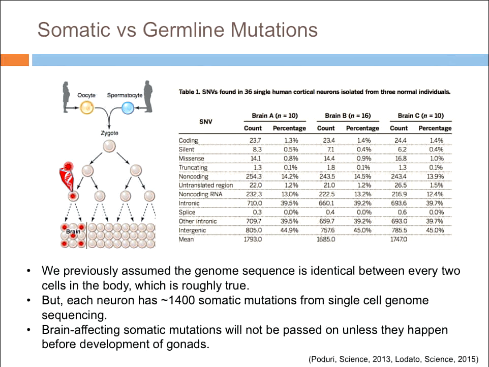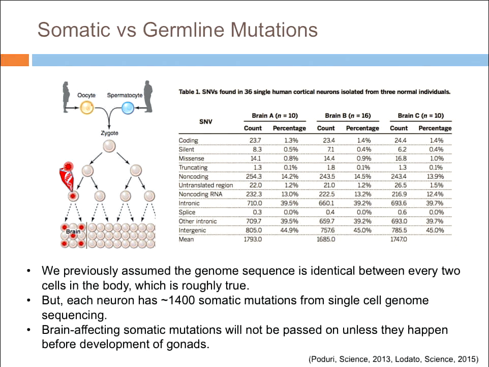So in this case, you have an egg and a sperm, and it forms a zygote, but during development, there can be a mutation that happens. And then after that mutation, all the cells derived from this cell will acquire that mutation as well. So this is a type of what's called somatic variation. It's not found in every cell in the body, it's only found in certain cells in the body.